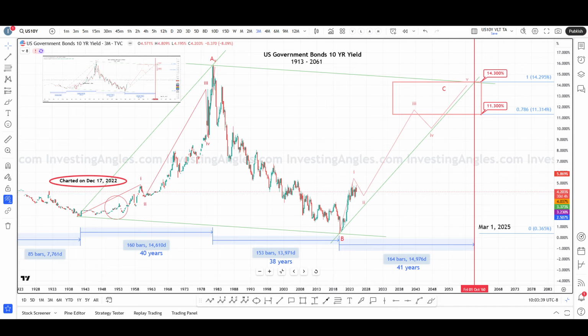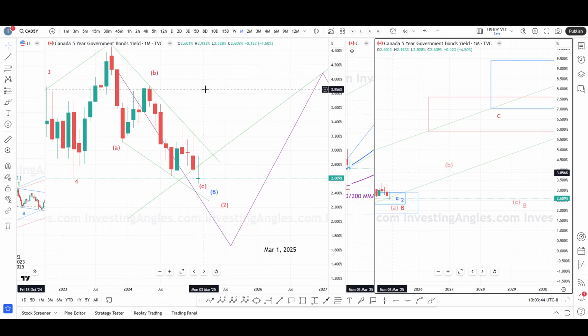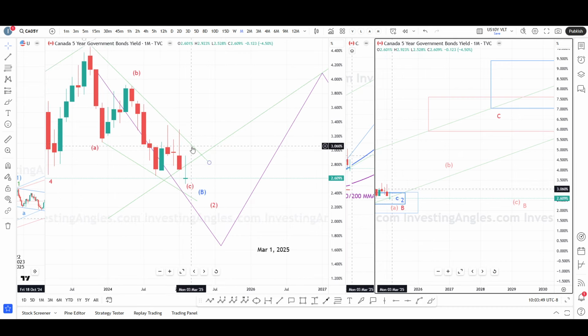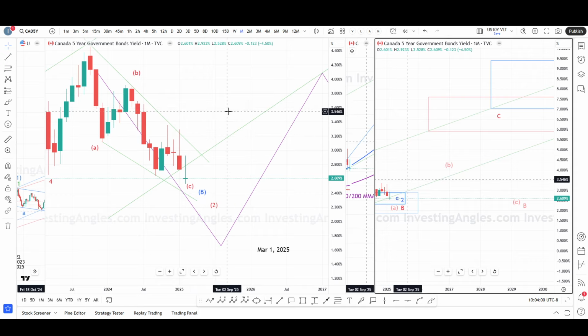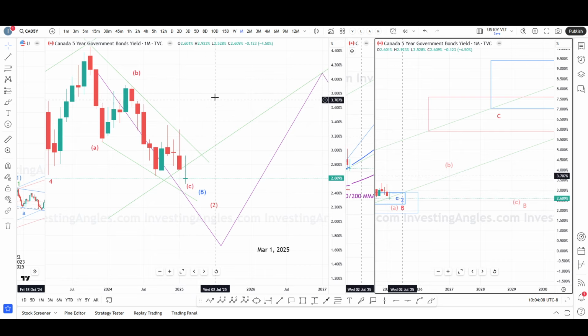If we look at the Canadian 5-year closure, what you're seeing here is the monthly candle. It's a doji, and it can become a reversal pattern here. So that's something to keep in mind, and potentially the Canadian bond market could be forming a bottom. However, we need to monitor it. We'll see what would be the next rate decision at the Bank of Canada meeting on March 12th.